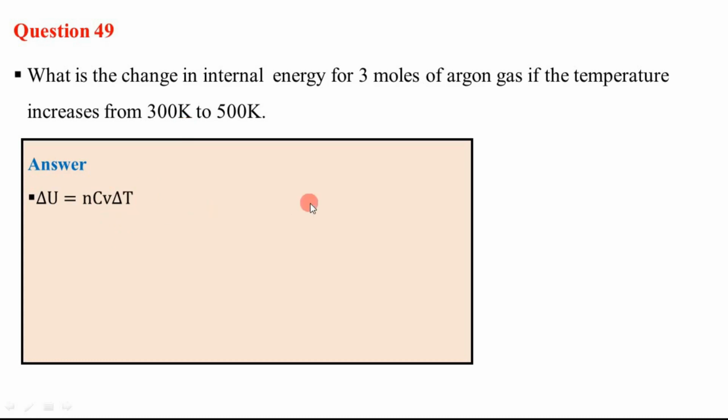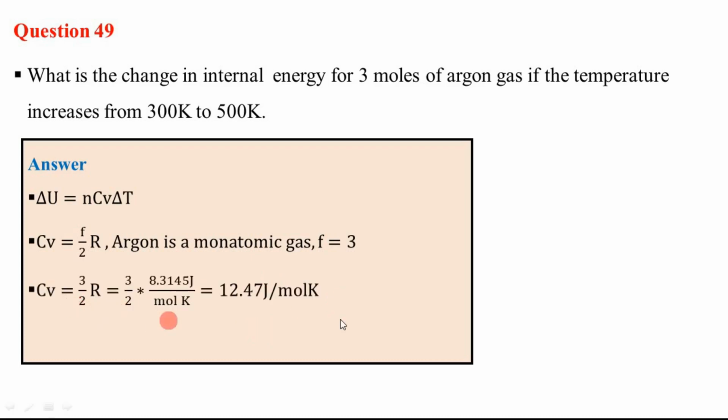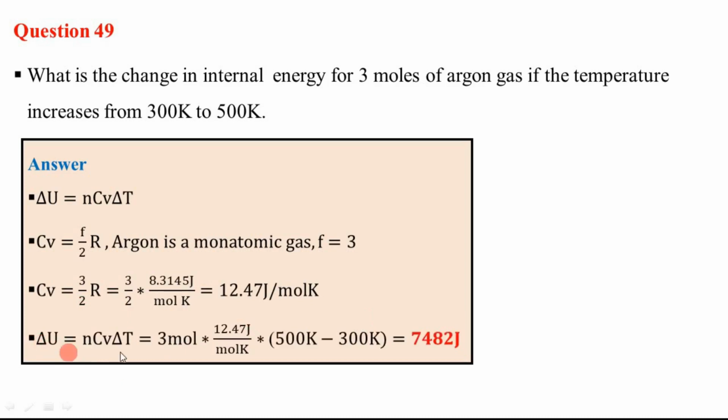We calculate the CV. Remember, we calculate the CV by taking the degree of freedom divided by 2 times the gas constant, and we have argon, which is a monoatomic gas. For a monoatomic gas, the degree of freedom is equal to 3. Then we can calculate first the CV. After calculating the CV, we calculate the change in internal energy. Then we get this internal energy, only replacing the values. So you need to understand that the change in internal energy is equal to nCvΔT. The CV, which is the molar heat capacity at constant volume, is equal to F over 2 R. Then the remaining step is to replace the values, and you get the answer.